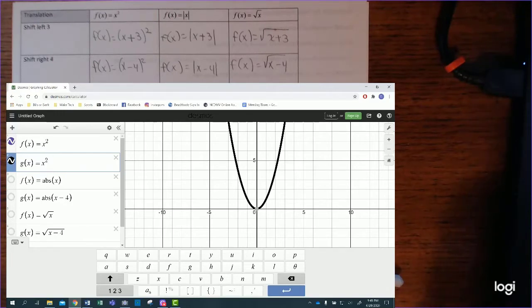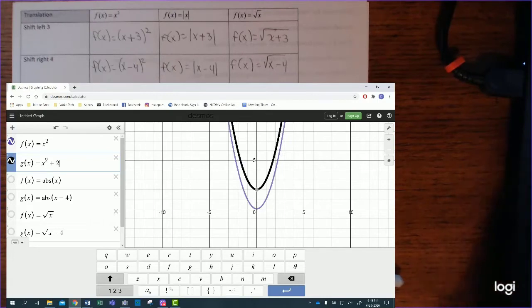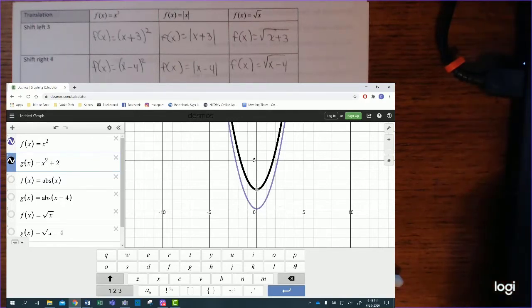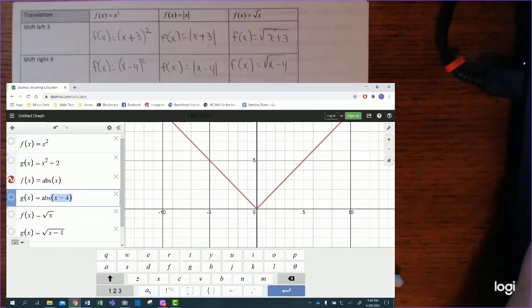So the function is x squared. If we want to move it up 2, we're going to add 2 to the outside of the function. So the y's, they make perfect sense. If you want it to move up, you add 2 to the outside of the function. If you want the absolute value to move up 2, we don't want to put it in there with the x. You want to add 2 to the outside of the function.